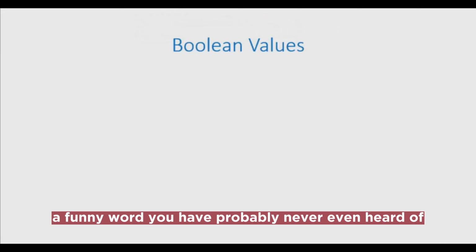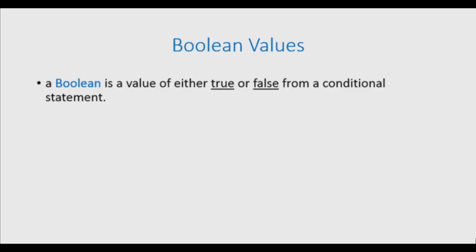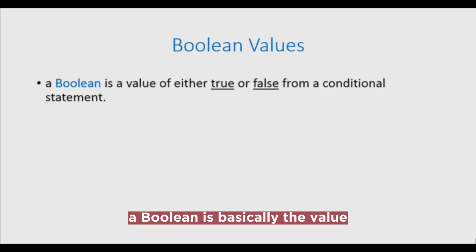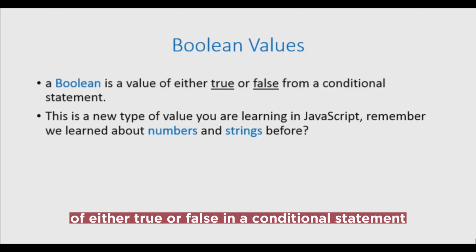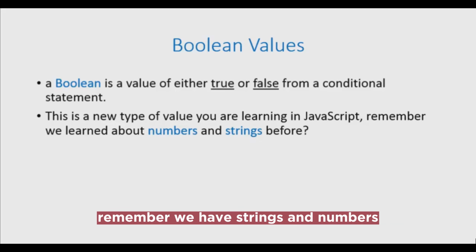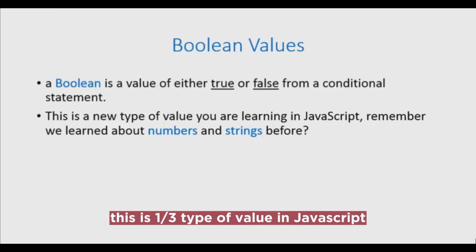A funny word you have probably never even heard of might be Boolean. If you have done some programming before, however, you might have heard it here and there. A Boolean is basically the value of either true or false in a conditional statement. Remember we have strings and numbers? Well, now you know what Booleans are. A Boolean value is either true or false. This is a third type of value in JavaScript.